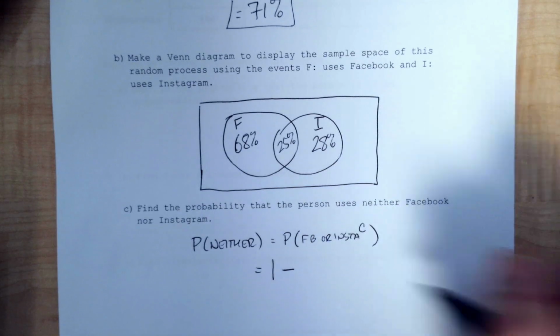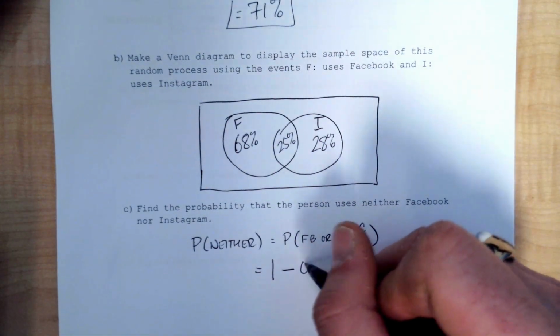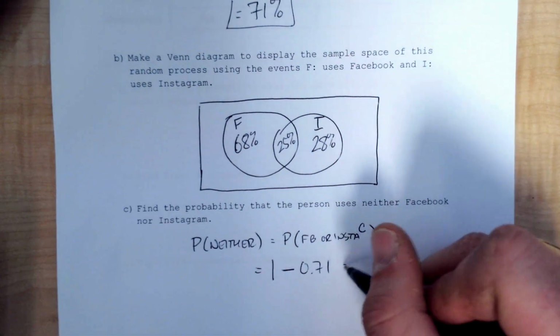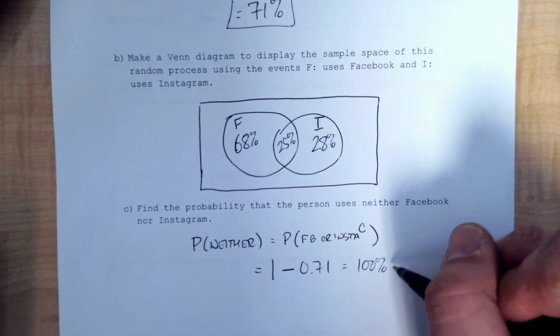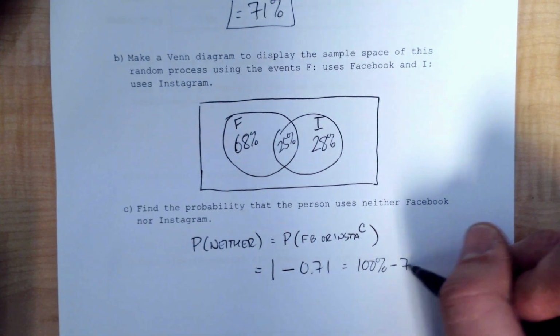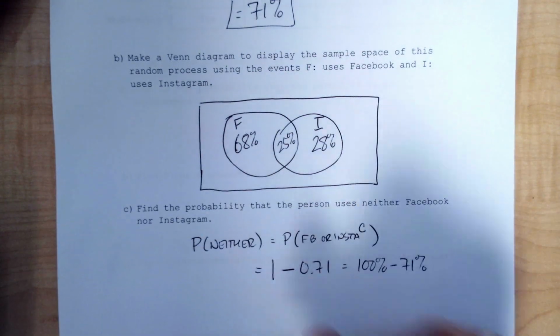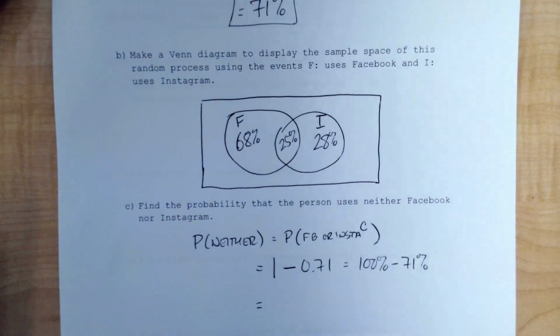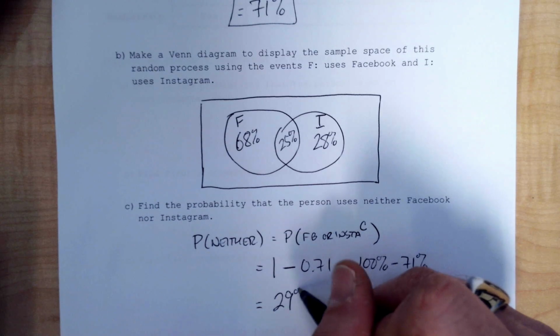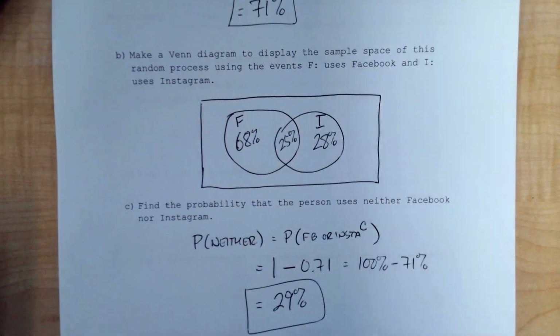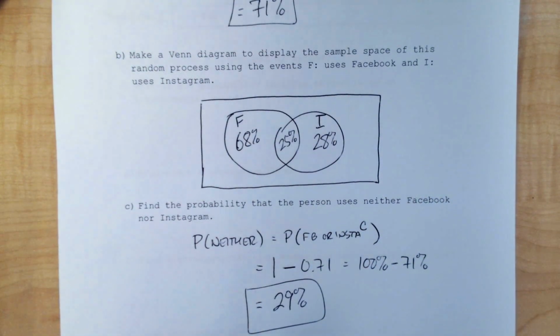So that's really just going to be 1 minus the probability, or 100% minus the probability that they use either one. So that should be about a 29% chance of finding somebody who uses neither Facebook nor Instagram.